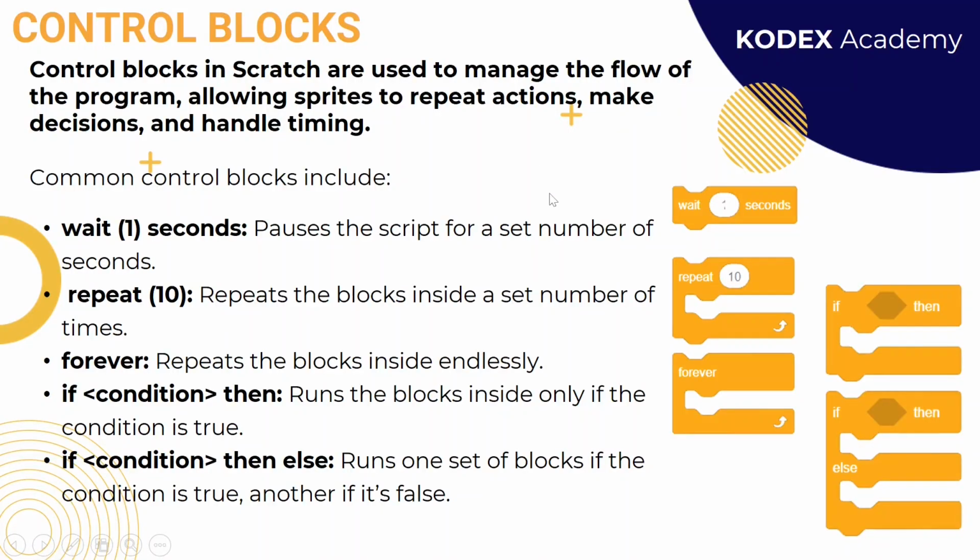As the name says, these control blocks are able to control our script or program. They can manage the flow of our program. They allow the script to repeat an action, to control the action, and they make decisions as per your requirement. They are able to handle time by putting pauses in your script, and it gives a very interactive and responsive effect in your script. So now, one by one, we are going to discuss all the control blocks.